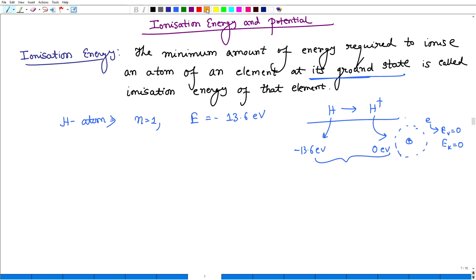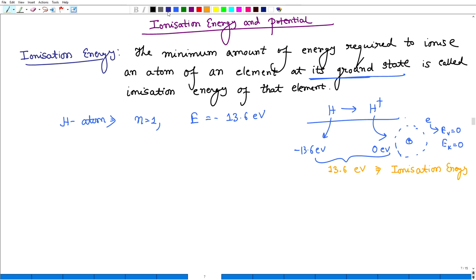But here, in the H plus case, when you have converted it to an ion, the energy is 0. That means you have to provide that 13.6 amount of energy. So you have to provide 13.6 electron volt. This energy is called the ionization energy. Okay, so this is the ionization energy.